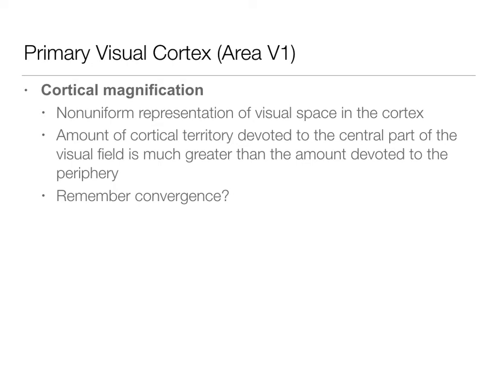That's because the amount of cortical space is related to how many RGC cells are covering that space. And remember convergence. Remember how we have multiple photoreceptors in convergence when something's highly convergent going to one RGC cell. And when we have no convergence, we have one photoreceptor going to one RGC cell.